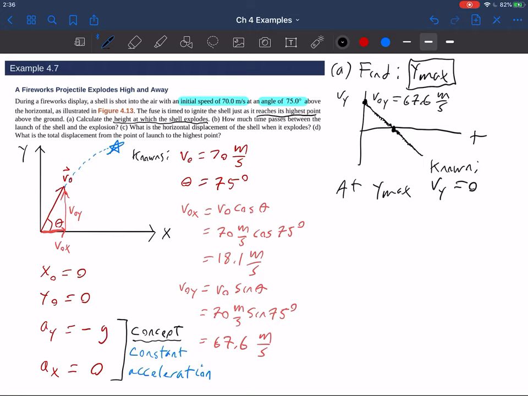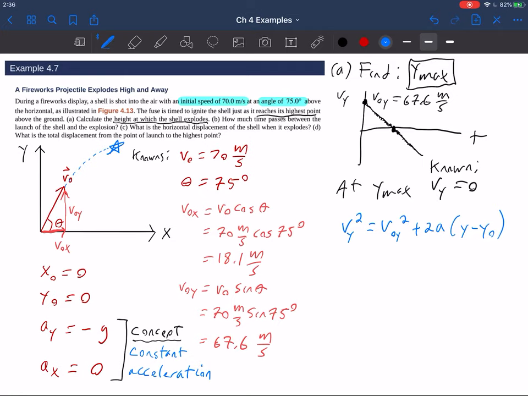So the equation that looks best to me is this one: v squared is equal to v naught squared plus 2a delta y. Let me write this a little bit differently. I'm going to expand out delta y as y minus y naught. And just to be clear, this is the y component of my initial velocity, and this is the y component of my velocity at some later time.